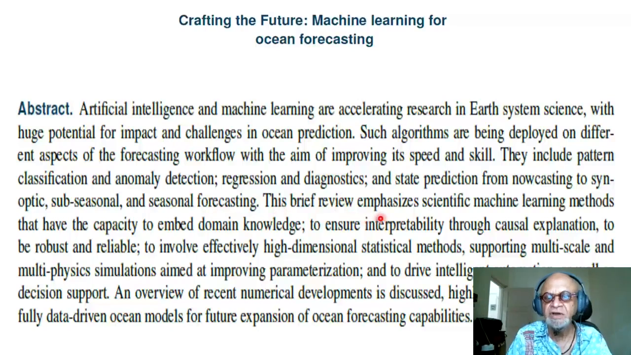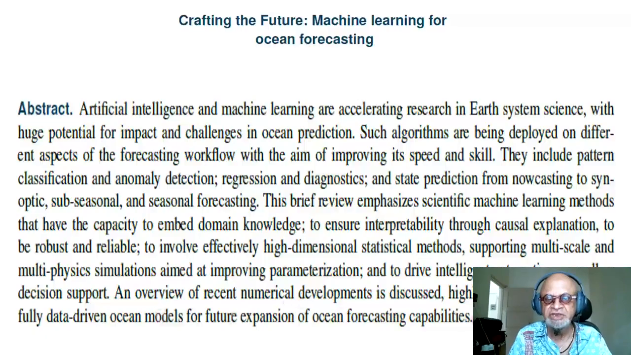This brief review emphasizes scientific machine learning methods that have the capacity to embed domain knowledge to ensure interpretability through causal explanation, to be robust and reliable, to involve effectively high-dimensional statistical methods supporting multi-scale and multi-physics simulations aimed at improving parameterization, and to drive intelligent automation as well as decision support.